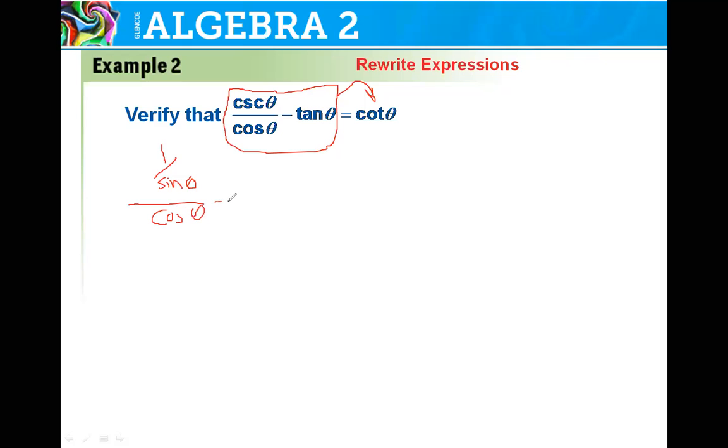Okay, minus tan. What about tan? Tan, it means what over what equals tan? Sine over cosine. So sine theta over cosine theta. Okay, what shall I do after that?